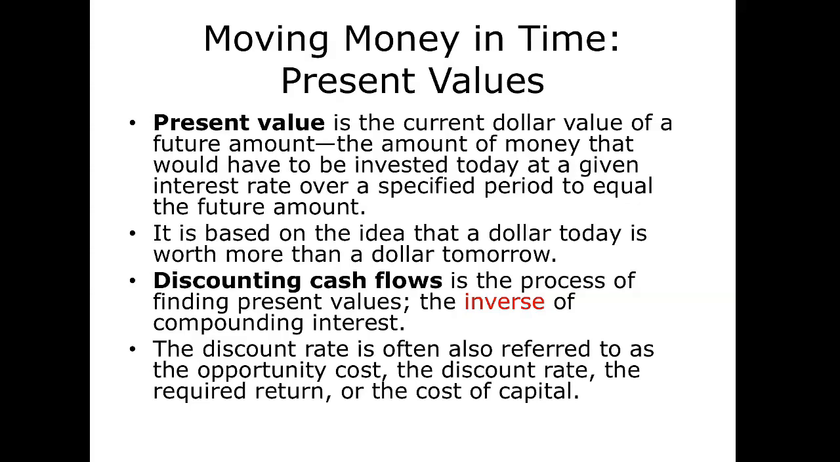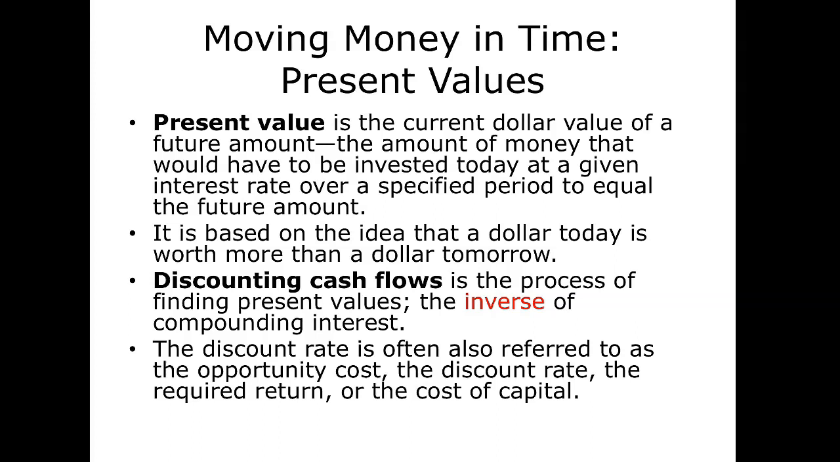We can also calculate present values from some future amount, and we call that process of computing present values from future cash flows discounting. We're discounting some future value to a present value, and it's based on the idea that a dollar today is worth more than a dollar tomorrow. Discounting is the inverse of compounding, and the interest rate that we use to discount is often called an opportunity cost. We may hear it also called a required return or the cost of capital.